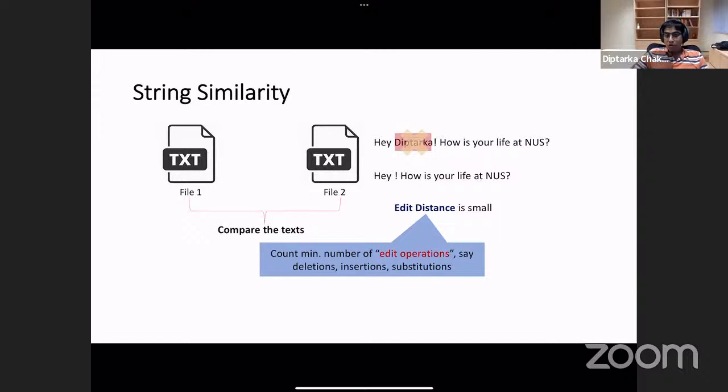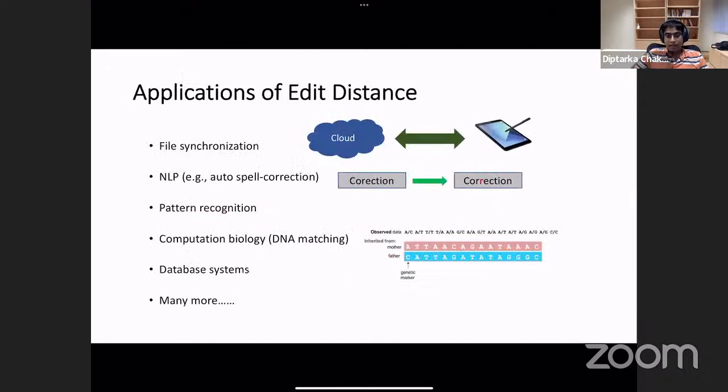Both Hamming distance and edit distance are very classical notions, and there are lots of works on them. And it has several applications, like file synchronization. For example, when you edit some files, say in Dropbox or somewhere, and you push them to the cloud, then depending on how many edits you make in the new file, that has to be actually computed while you push this file to the cloud.